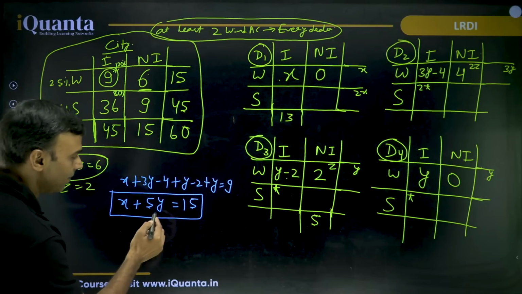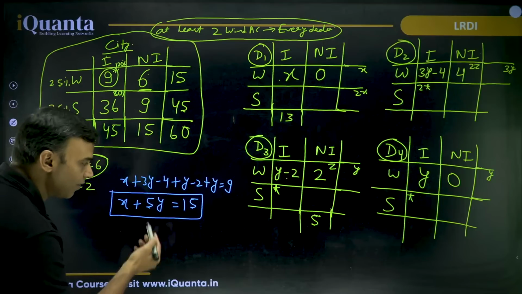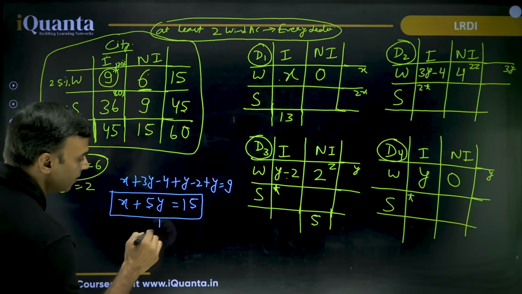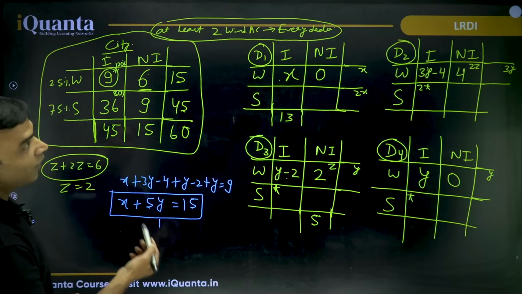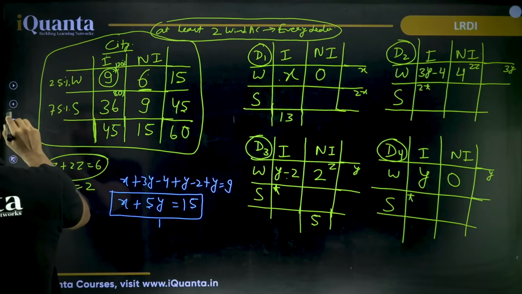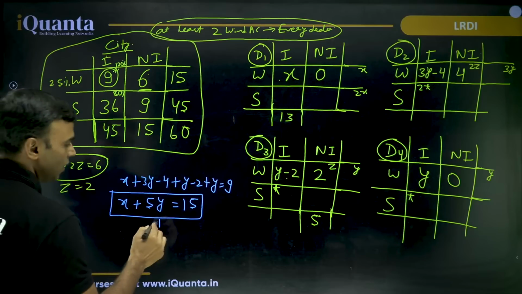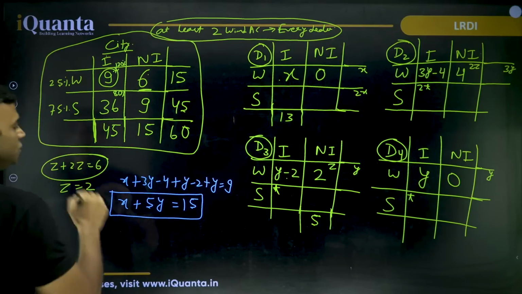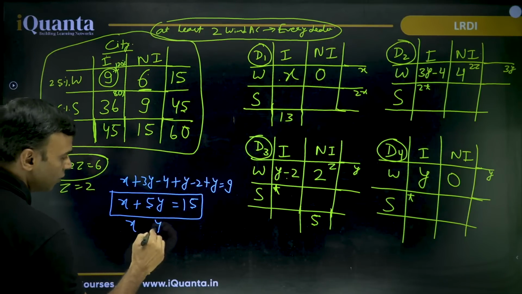If, for example, you put y equal to 0, I mean you can't put y equal to 0. If you put y equal to 1, you can't put y equal to 1 also, because then this will be less than 2. So you cannot put y equal to 1 also. What is the lowest value of y that you can put? That is 2. So if I put y equal to 2, what happens?